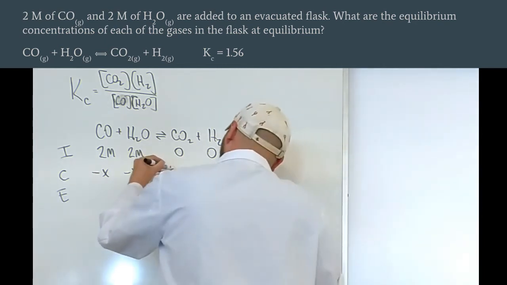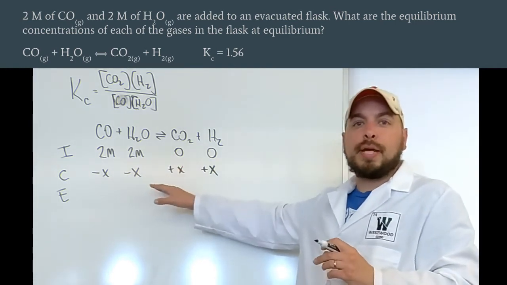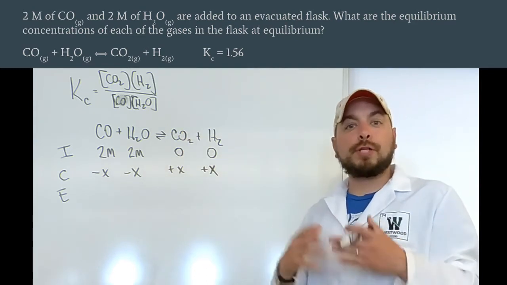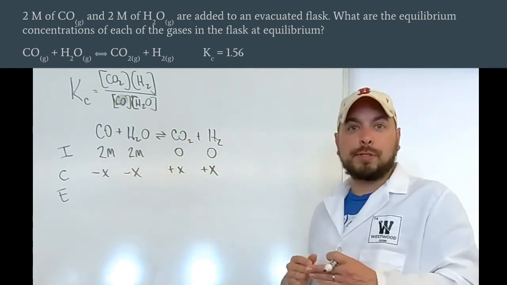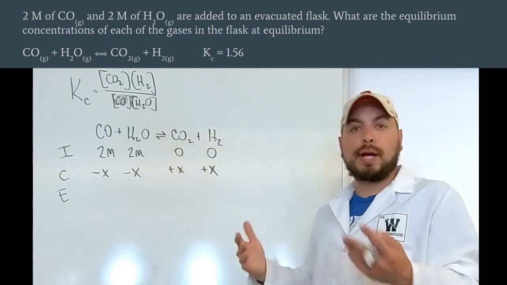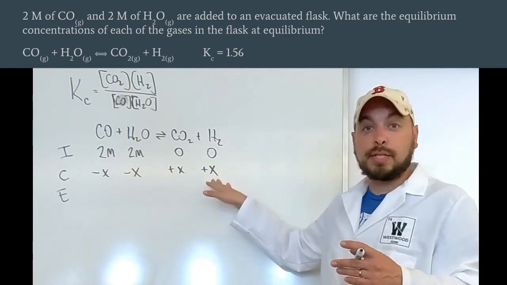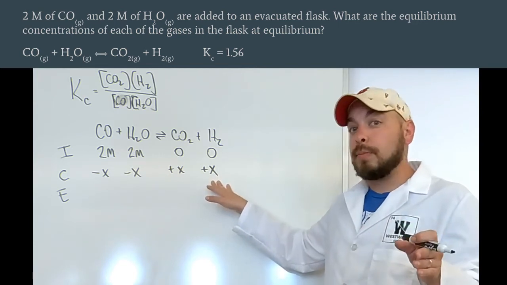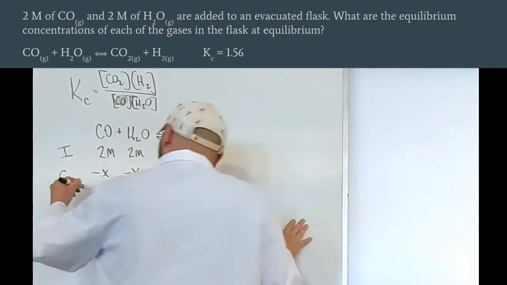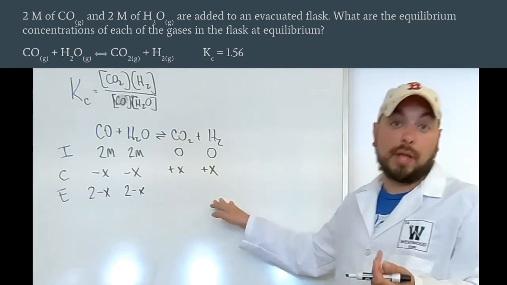Remember, the X is based off of the stoichiometry, because every single one of my reactants and products has a coefficient of 1. If one of these was, say, 2 as its coefficient, then it would have been 2X. But in this case, it's going to be minus X, plus X, plus X. This means at equilibrium, the water and carbon monoxide are both going to equal 2 minus X, and the two products, carbon dioxide and hydrogen, are both going to equal X.